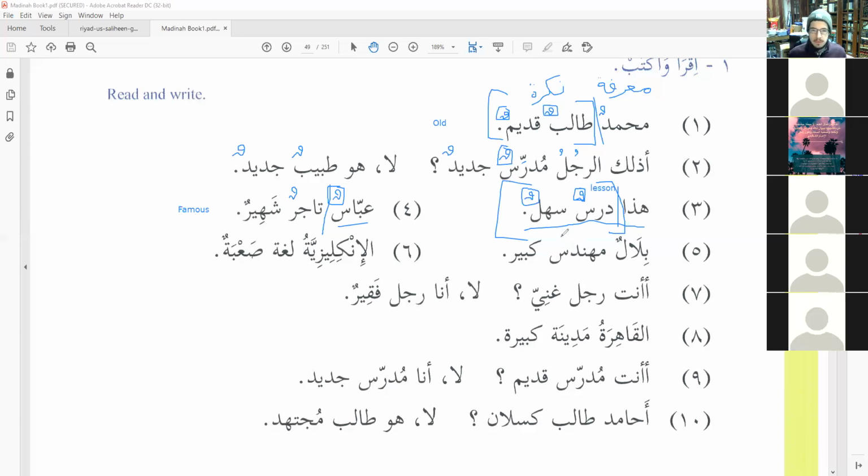Bilalun muhandisun kabirun. Very good. Muhandis, it's muhandis with a kasra. But you're right, kabir, very good. Translate for us. Bilal is a large engineer, or like a famous engineer. Yeah, a great engineer.